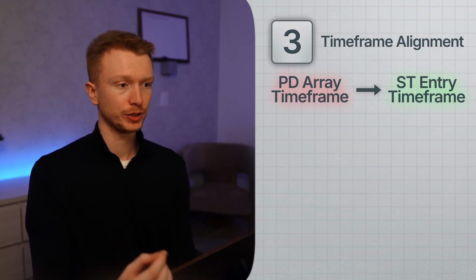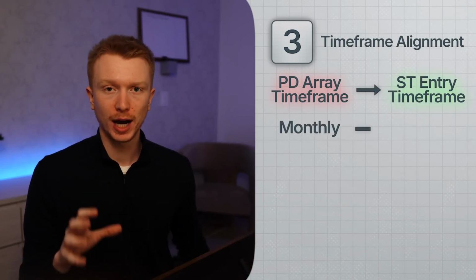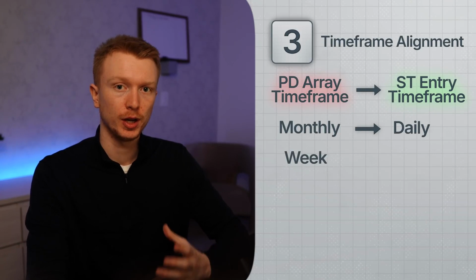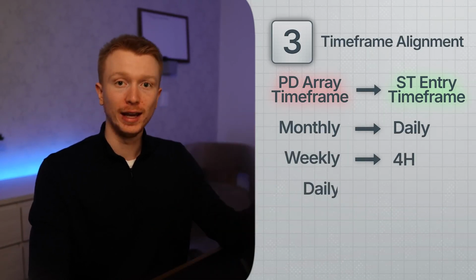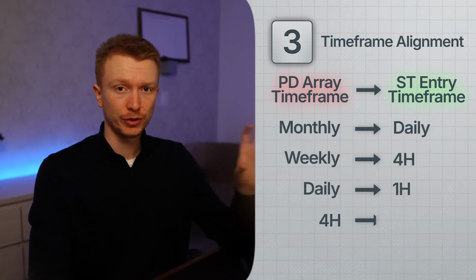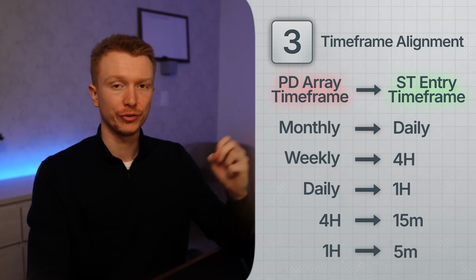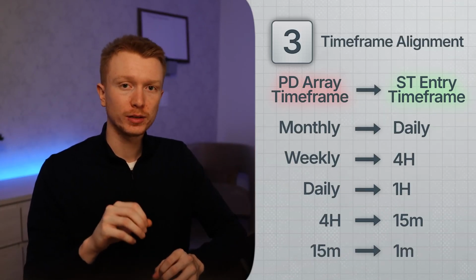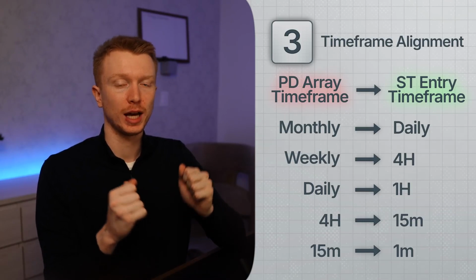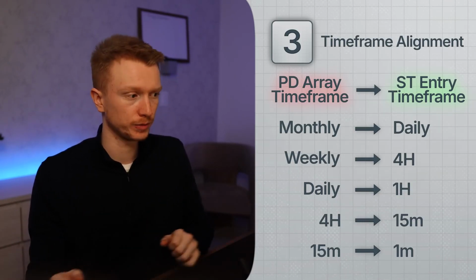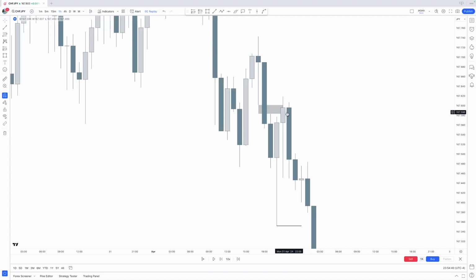And the time frame alignment is the following. We have monthly PD rate, I want to look for a daily sharp turn. Weekly, 4 hour. Daily, 1 hour. 4 hour, 15 minute. 1 hour, the 5 minute. And if you're looking at scalping, then for the 15 minute PD rates, I am looking at a 1 minute sharp turn. So before we dive into the lower time frame, let's retrace the steps.